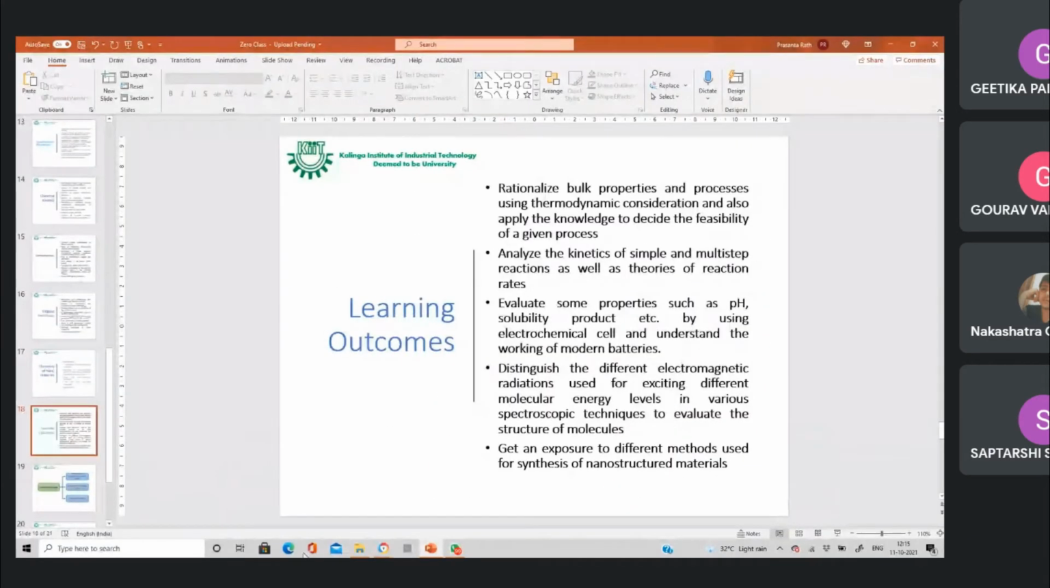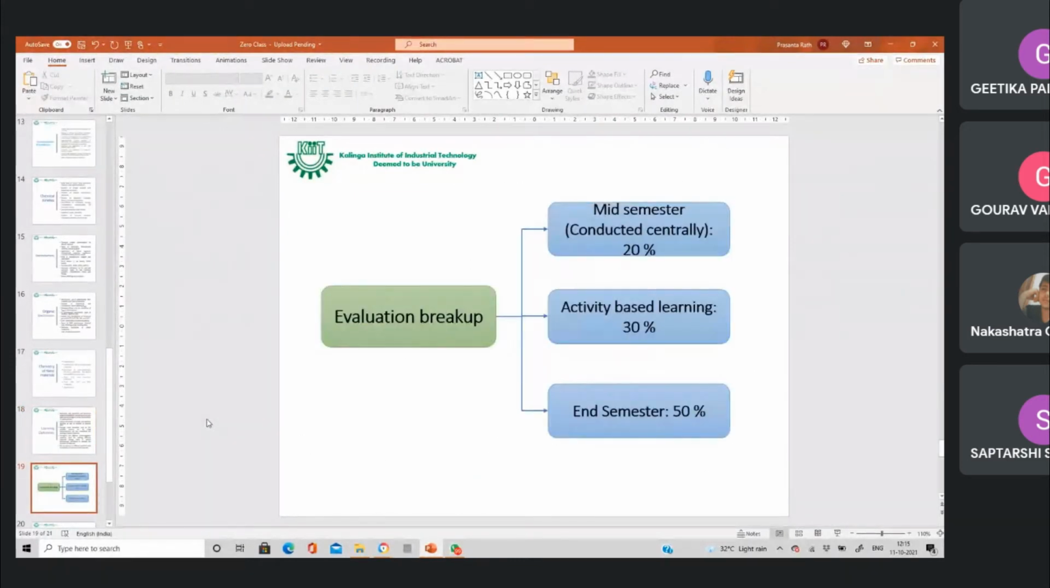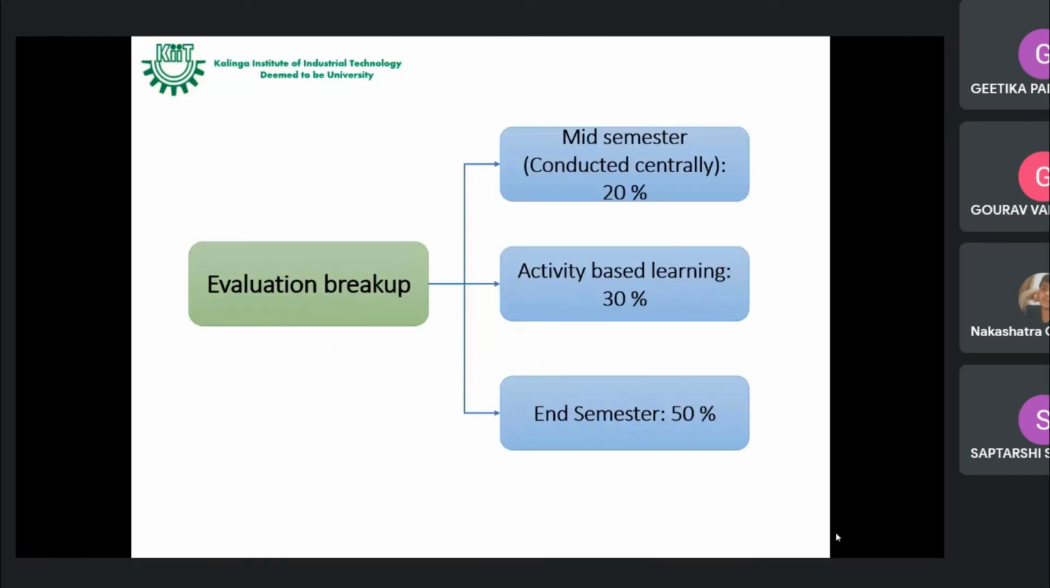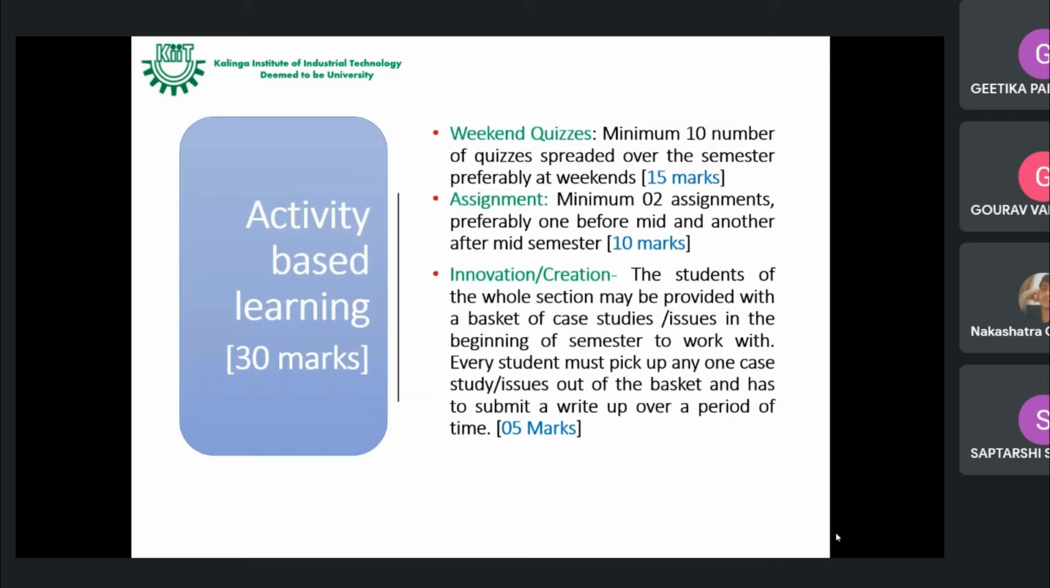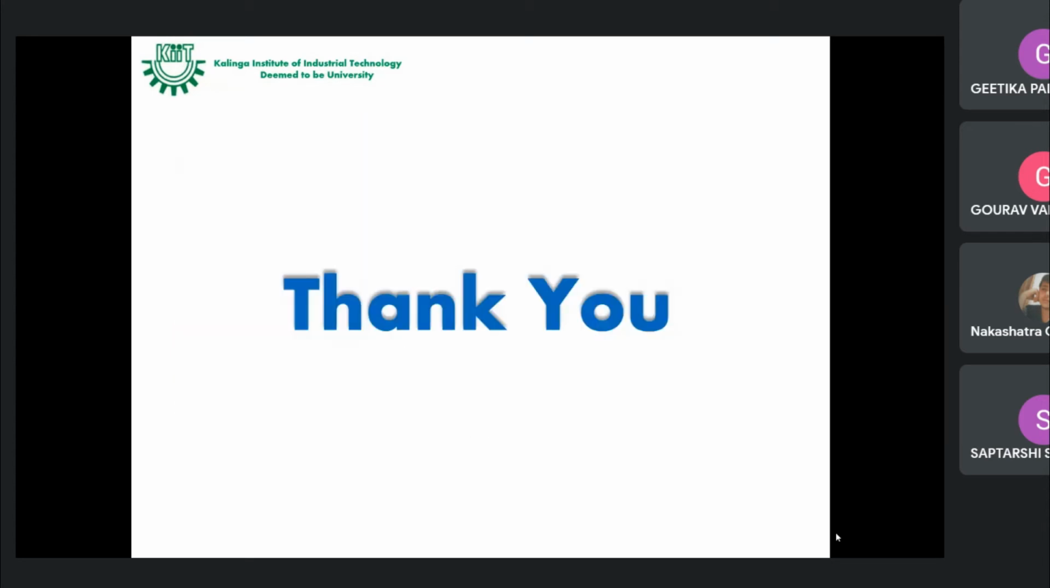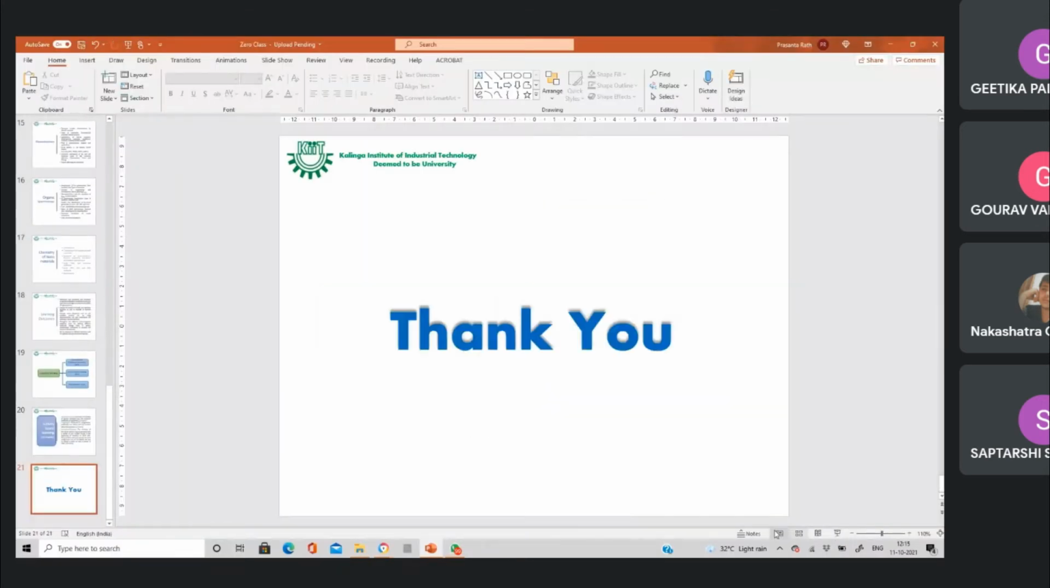Okay, so that is all about today's discussion. The evaluation breakup, I think I already told you. So I am not going into the details of the evaluation, that 50-50 and then 20-30 breakup, that I have already told you. Activity-based learning, I have also explained to you: weekend quizzes, assignments and innovation write-ups. This is also explained, so I don't think there is a need to share that now.